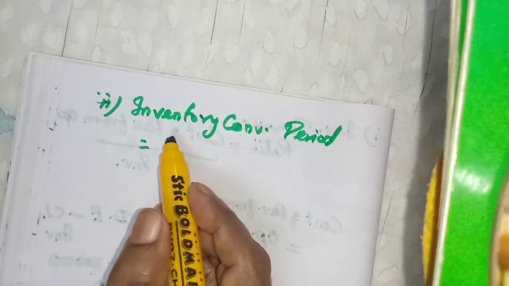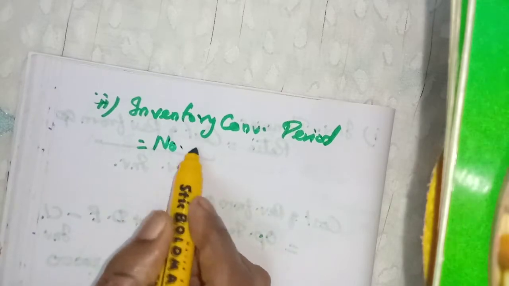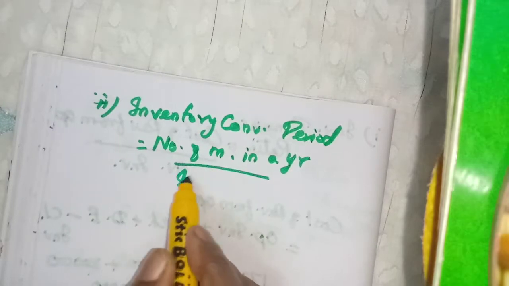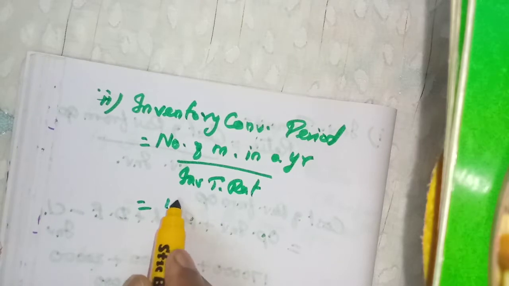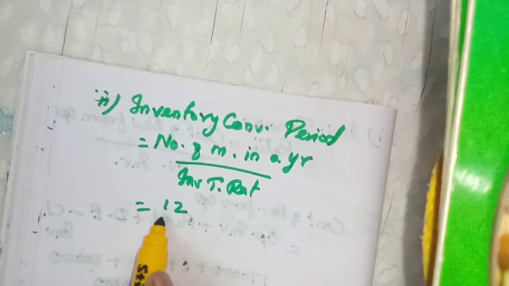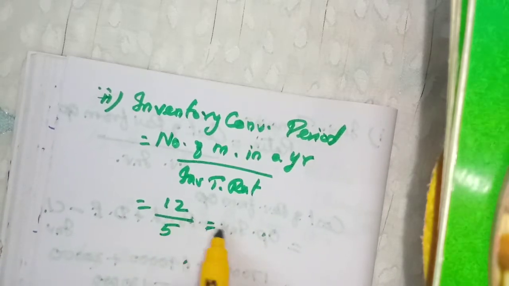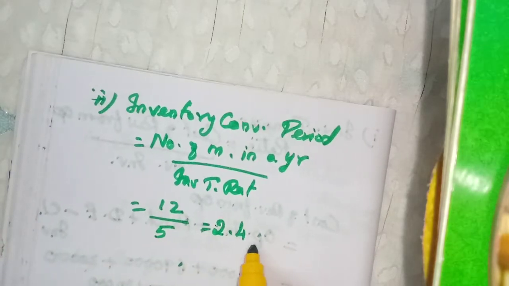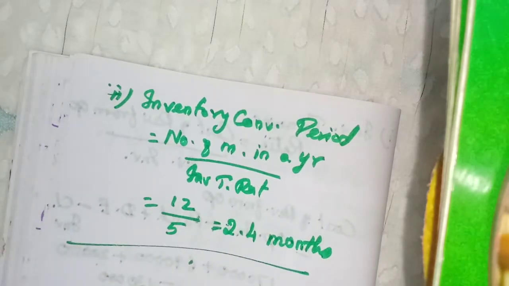In months. So the number of months in a year divided by the inventory turnover ratio. Here the number of months is 12, isn't it? Divided by inventory turnover ratio 5. So how many 5s are there? 2 fives, then the remaining 2 gives 24, so 2.4 months. Okay, so this inventory turnover ratio you might have understood, isn't it?